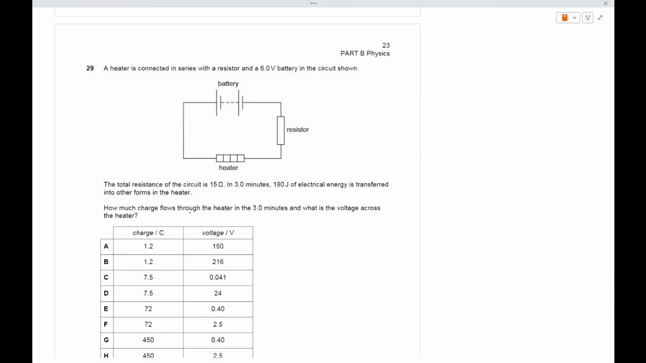For this question, we have to calculate the charge and the voltage. We start with the charge because it's really simple to find. We have the time, so that means that to find the charge, we just need to find out the current. The current is really easy to find because we have the EMF of the battery and the resistance of the whole circuit. In that case, I is going to be the EMF 6 divided by the total resistance, which is 15. Then to find out the charge, we just do I times time. In that case, it's going to be 6 over 15 times 3 times 60.